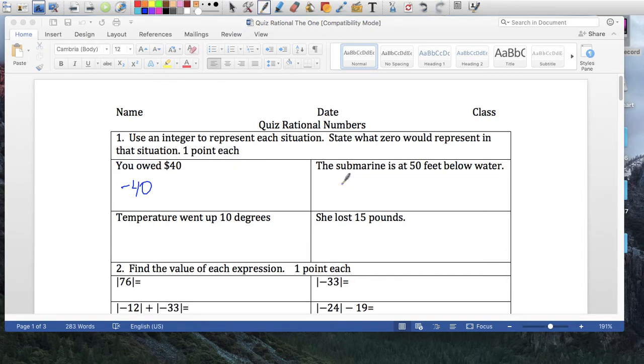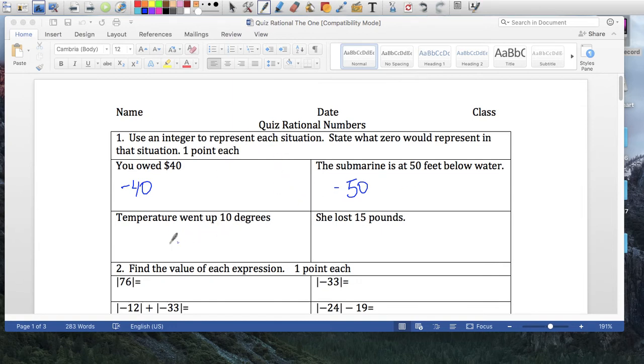Submarine 50 feet below water, so it's at negative 50. And what would 0 represent in this situation? 0 would mean that the submarine would be at the surface of the water right now. Okay, you have to write that down. I'm just not writing it. Okay, but you need to.